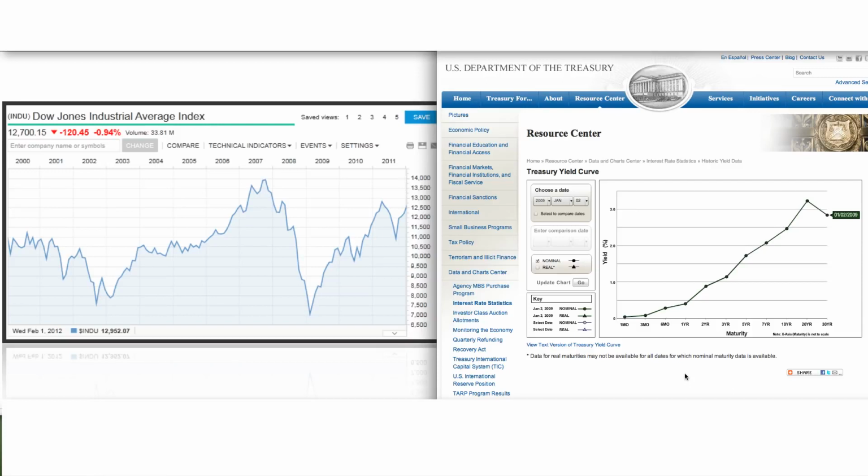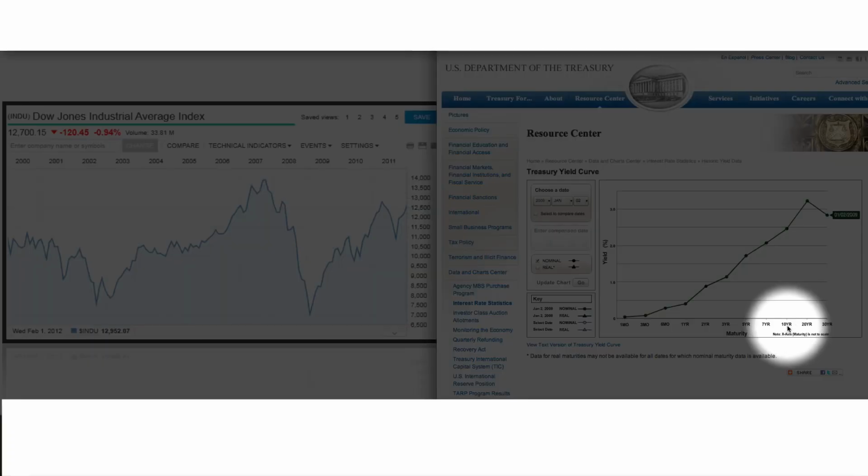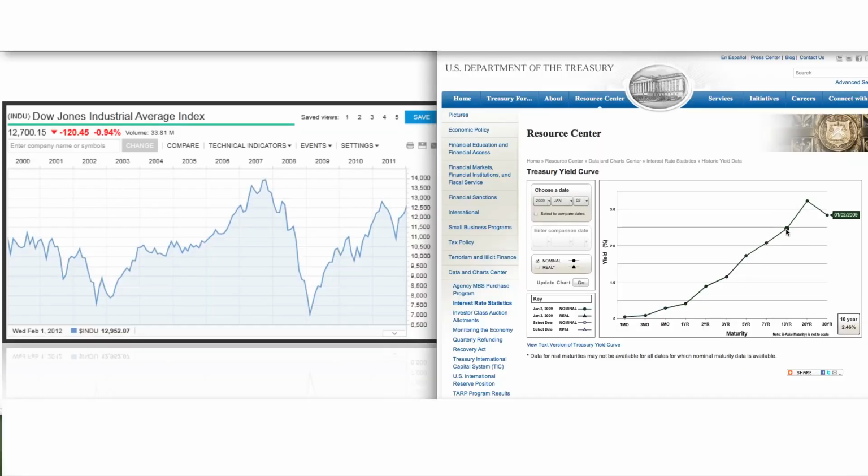So I hope that tool really works out well for you. Remember that when we get into the next section where we're valuing stocks, we're going to be coming over here to the 10-year mark and moving straight up on this yield curve and reading that value, which for this date in January 2009 was 2.46%.